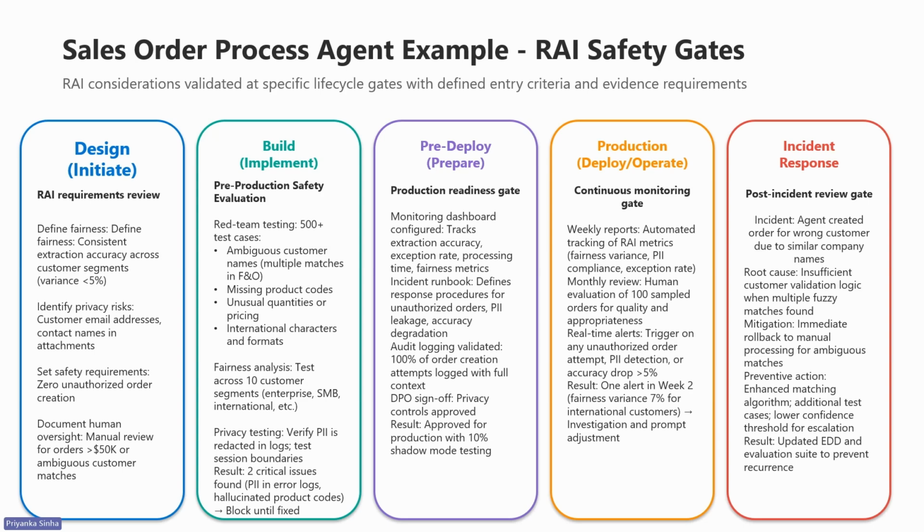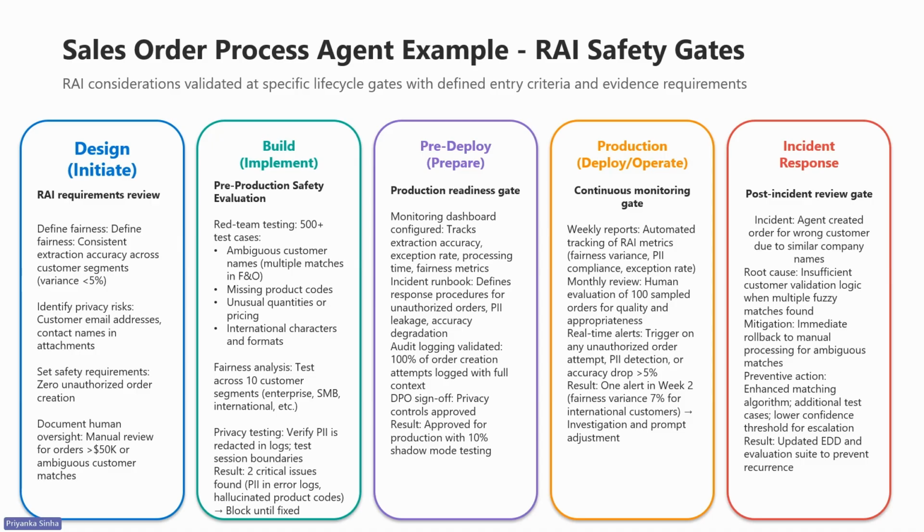And now, if we go to production, weekly automated reports track RAI metrics, monthly human reviews sample, let's say, over 100 orders, and real time alerts fire on unauthorized attempts. Also, we can check PII detection or accuracy drops. So we can have alerts on these critical factors. In week two, let's say a 7% fairness variance for international customers triggered an investigation and prompt adjustment.